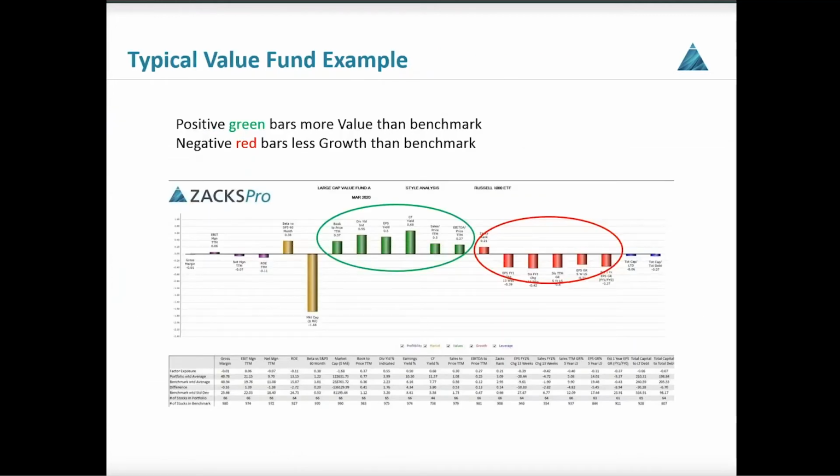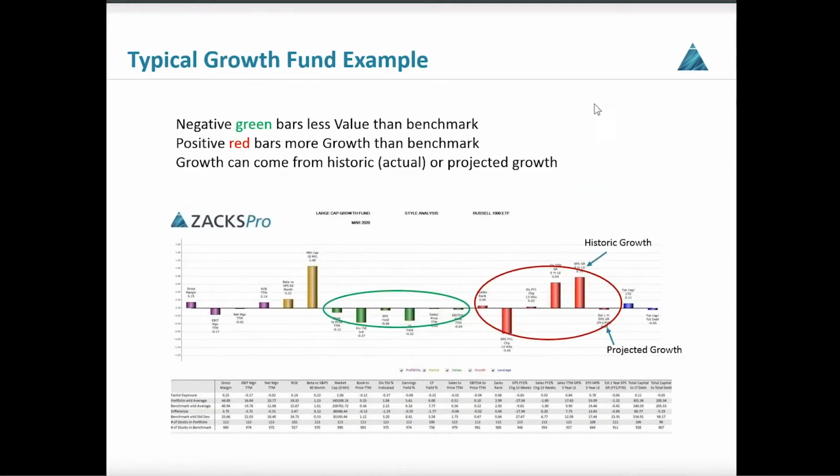Now, just to show some typical reports you're likely to come across out there, the typical value fund will have positive green bars because that's positive value, better than the benchmark. And the same fund will have negative growth, so you have the negative red bars. In addition, this fund is also a smaller cap fund because of the very low market cap style factor. So this is basically, compared to this benchmark, a small cap typical value fund. Now you have labels to describe this to anybody else.